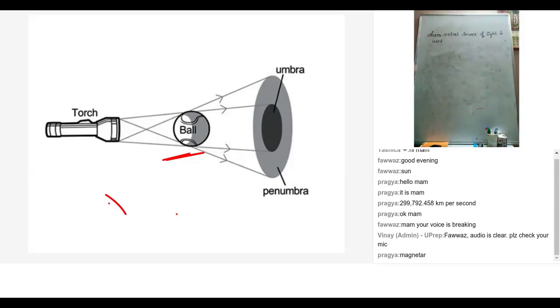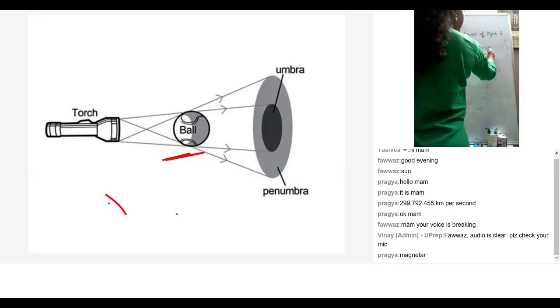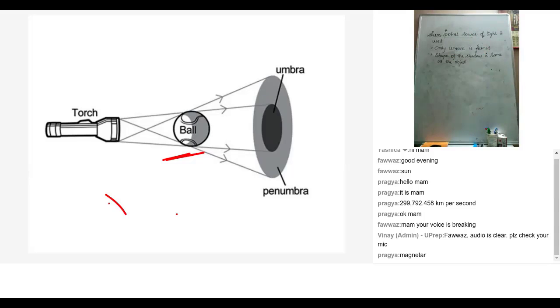My dear students, I hope you understood what is meant by a point source. When I use this, only umbra is formed. When a point source of light is used, you will see only umbra. You will not see penumbra in this case. And the shape of the shadow is the same as the object.